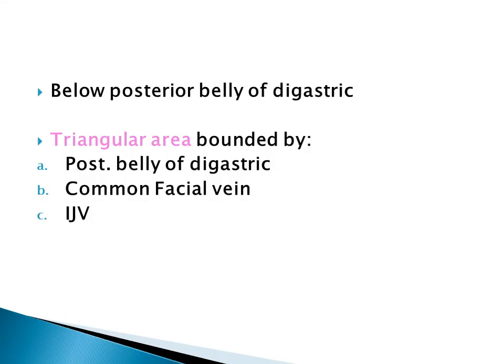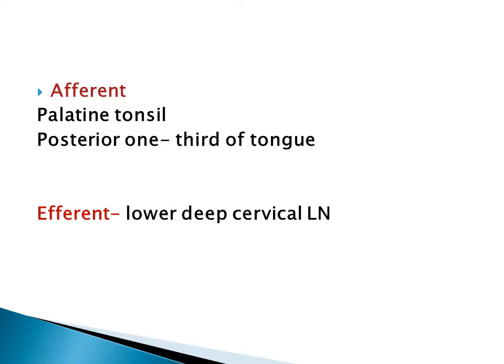This is what we just said now about the position of the jugulo-digastric node. Afferent vessels or most of the lymph from the palatine tonsil and posterior 1/3 of the tongue will drain into the jugulo-digastric nodes, and efferent from the jugulo-digastric node will drain into the lower deep cervical lymph nodes. So from the upper deep cervical lymph nodes also, lymphatics will drain into the lower deep cervical lymph nodes.